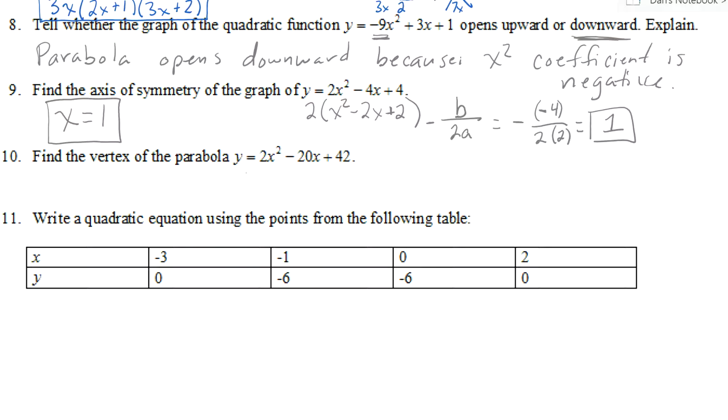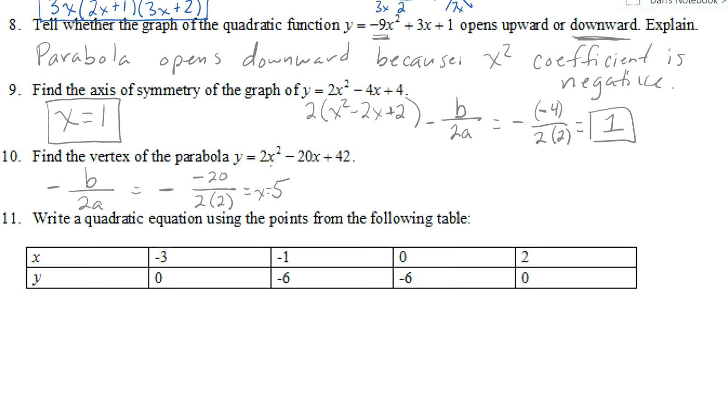Find the vertex of this parabola. You can actually do this the same way. You can use the opposite of b over 2a. And that'll give you your x coordinate. So that would be negative, and then b is negative 20 over 2 times 2. So that would be 20 over 4, which is 5. So now my x is 5. That'd be my axis of symmetry.